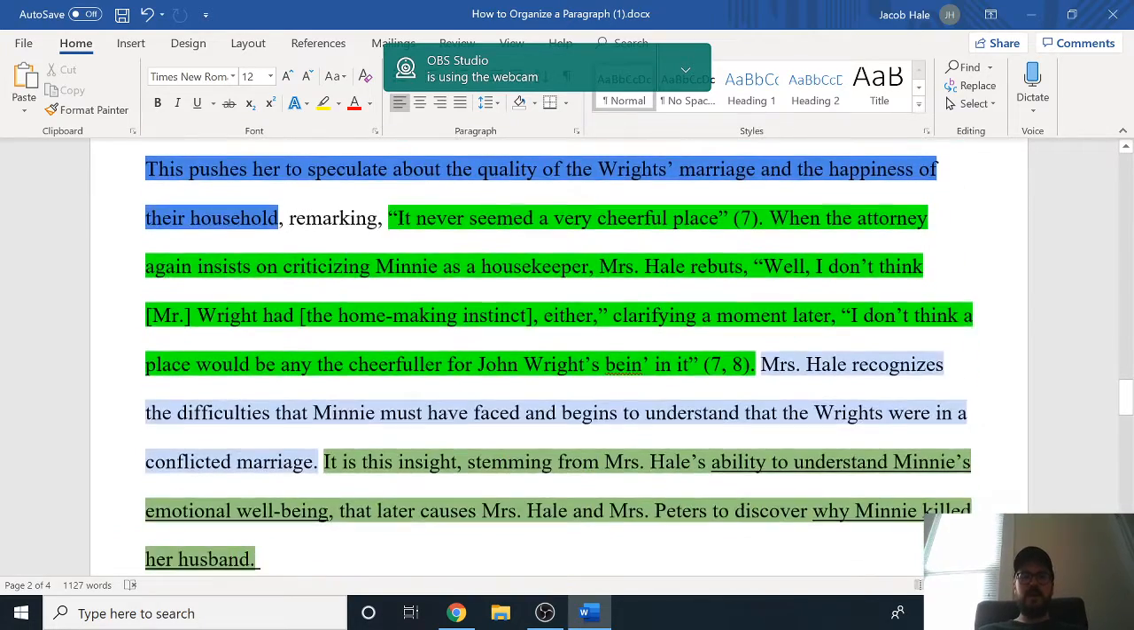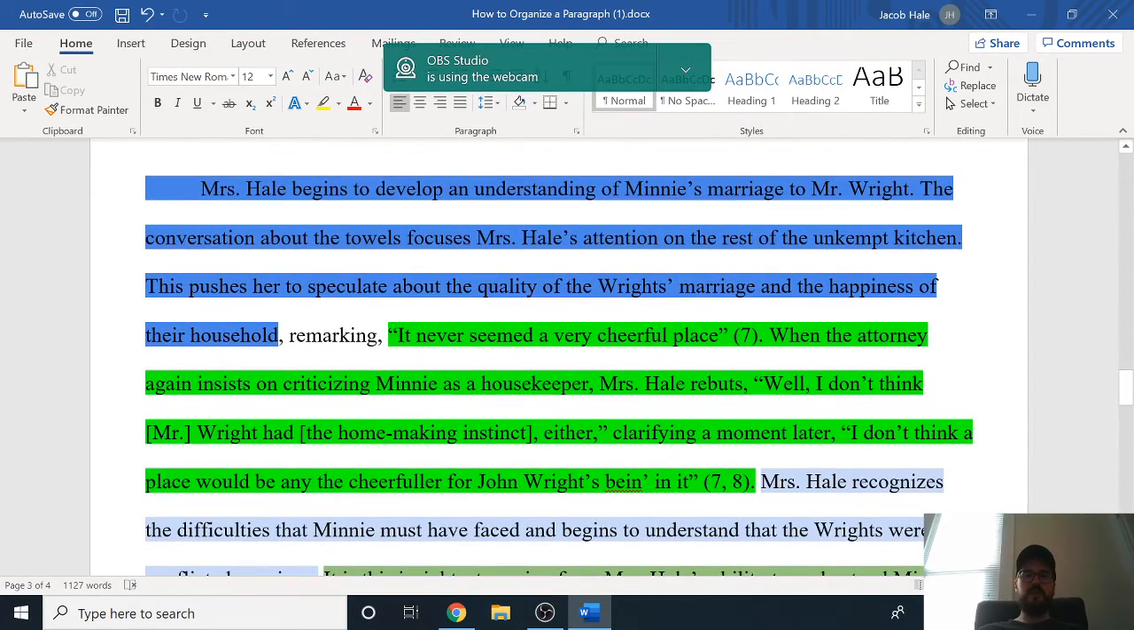So, first we have our main idea. Mrs. Hale begins to develop an understanding of Minnie's marriage to Mr. Wright. The conversation about the towels focuses Mrs. Hale's attention on the rest of the unkempt kitchen. This pushes her to speculate about the quality of the Wrights' marriage and the happiness of their household. So again, that's a little bit wordy, but that lets us know what this paragraph is going to be about. That's their main idea.